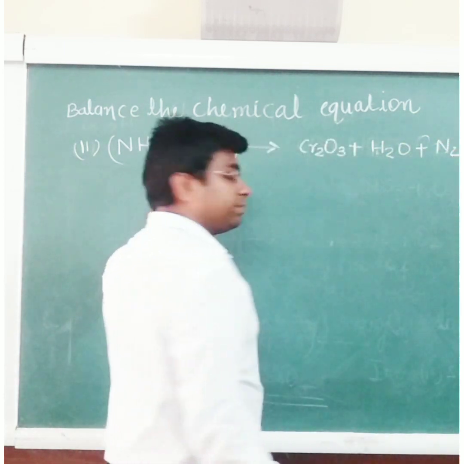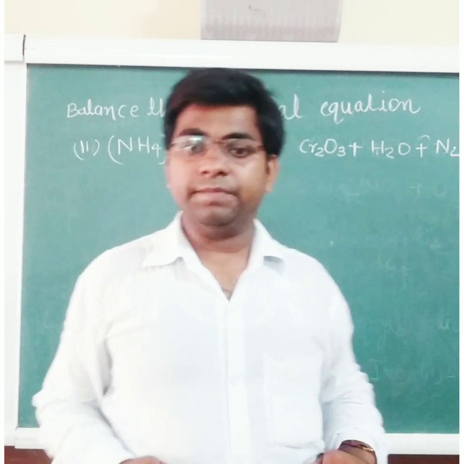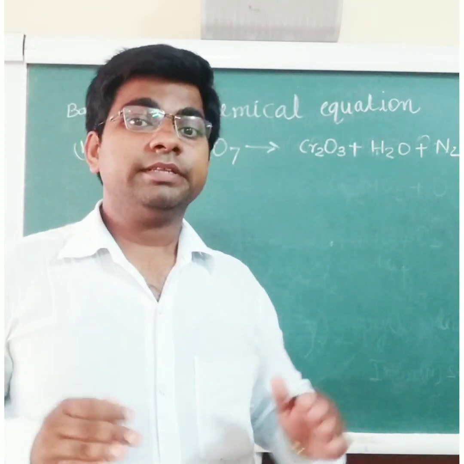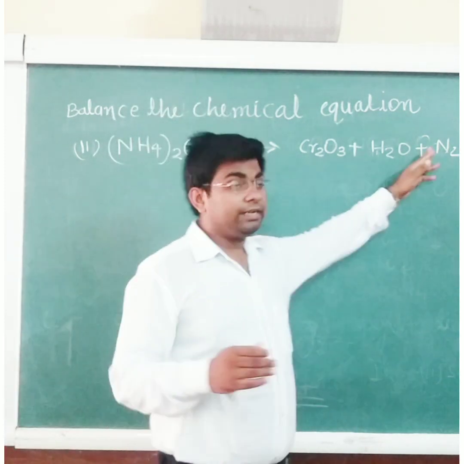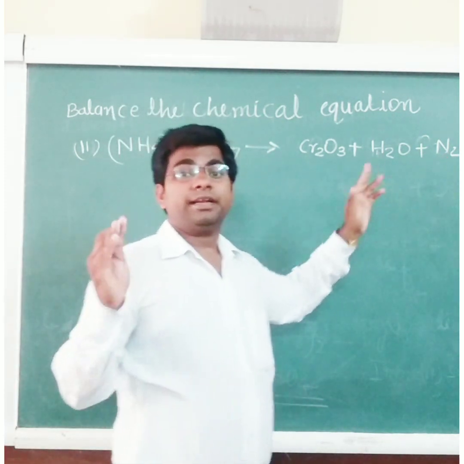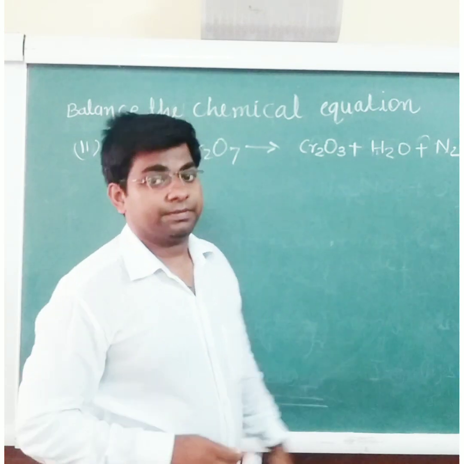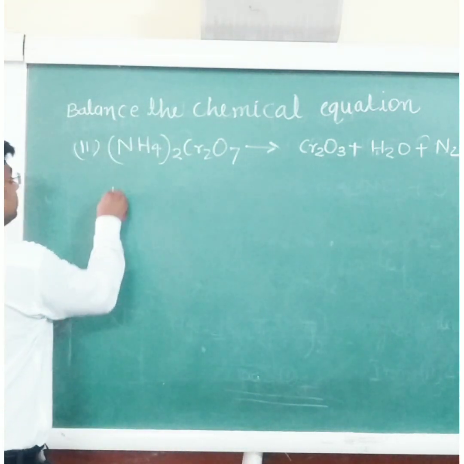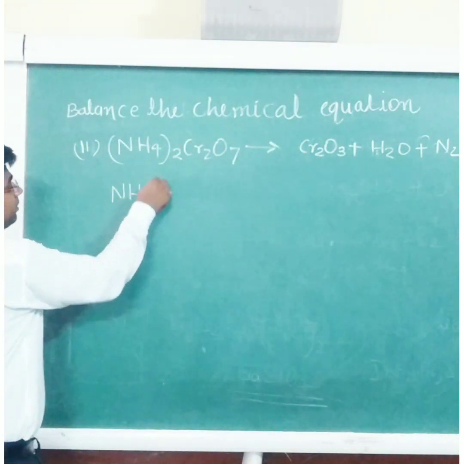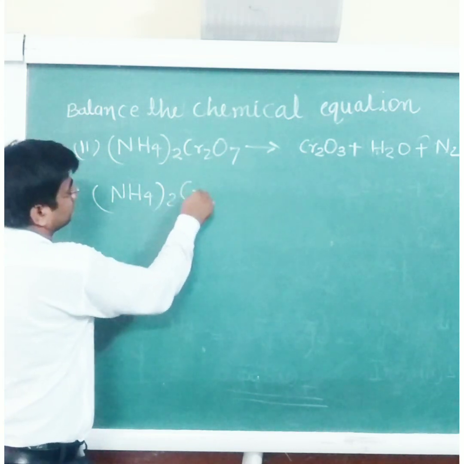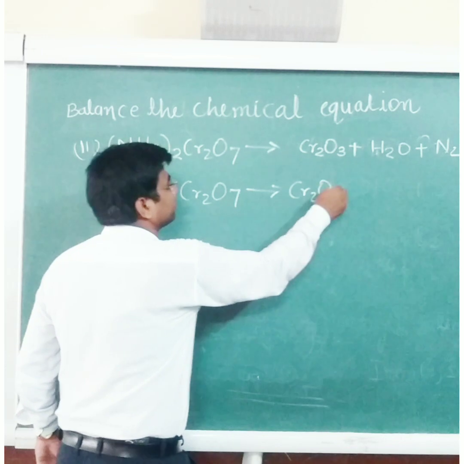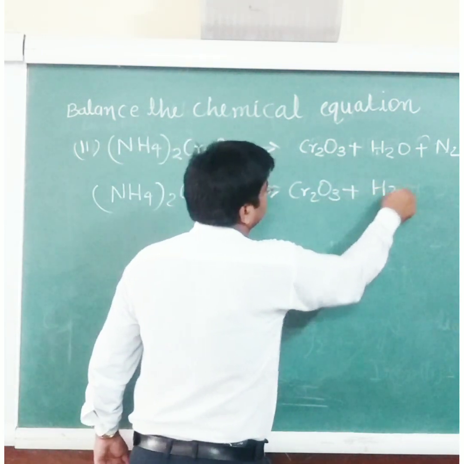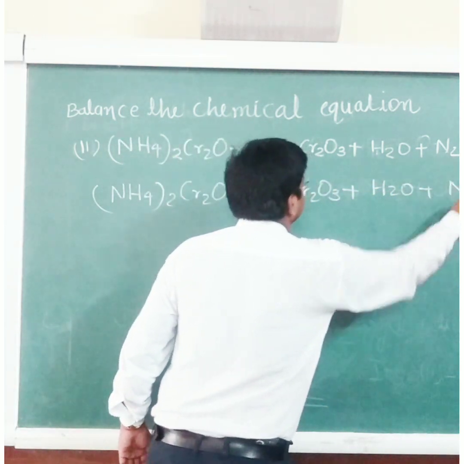Right? We can also balance this by the hit and trial method. First we will observe the elementary gas present in the equation. The elementary gas is nitrogen because it is made up of only the same type of atoms. So ammonium dichromate equal to Cr2O3 plus H2O plus N.